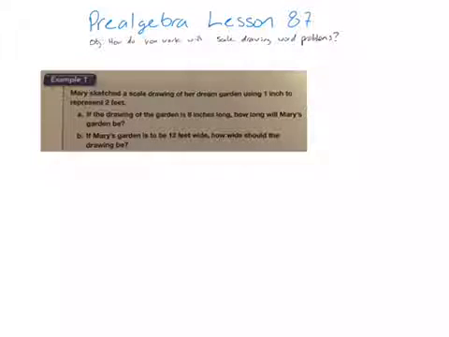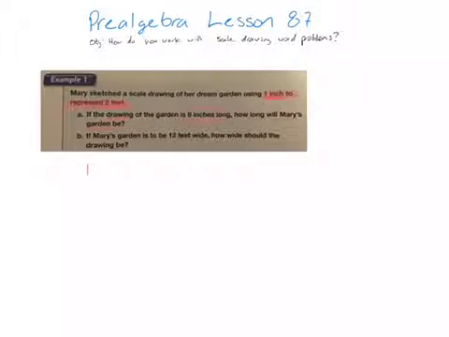So here's the problem. It says Mary sketches a scale drawing of her dream garden using 1 inch to represent 2 feet. And that's going to be a pretty important part right there. 1 inch represents 2 feet. If the drawing, I'm going to go ahead and underline that, the drawing of the garden is 8 inches long, how long will Mary's garden be? So we have a length on the drawing, which is 8 inches. And what we're looking for is how long it is in real life, the actual length. And we also have a ratio set up of how long it is on the garden, or the drawing, compared to what it is in real life.